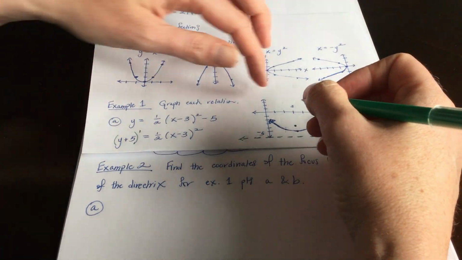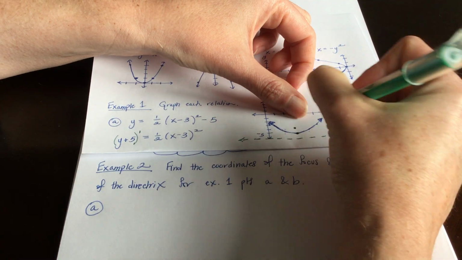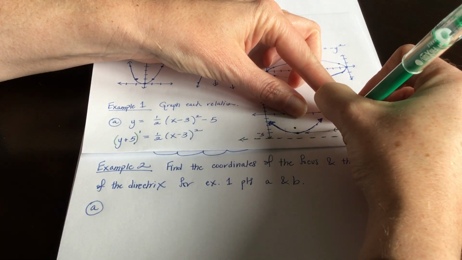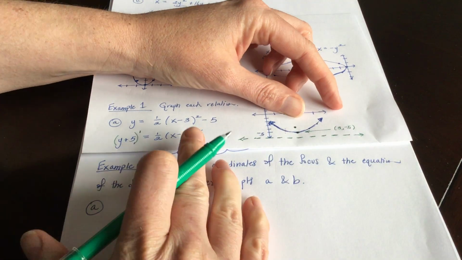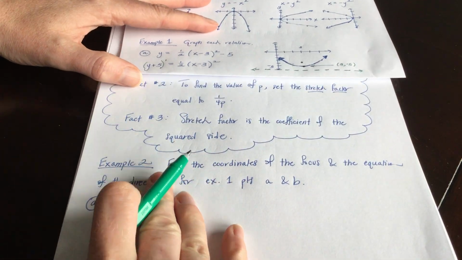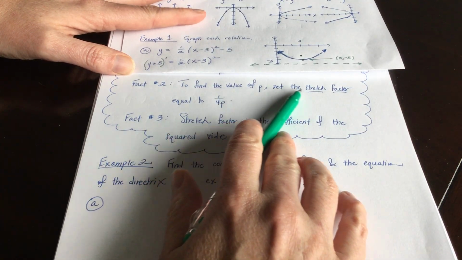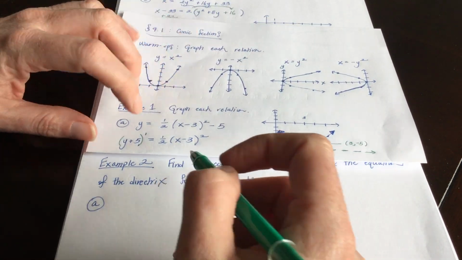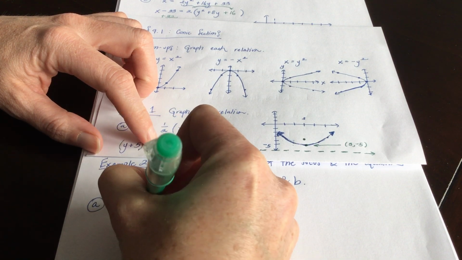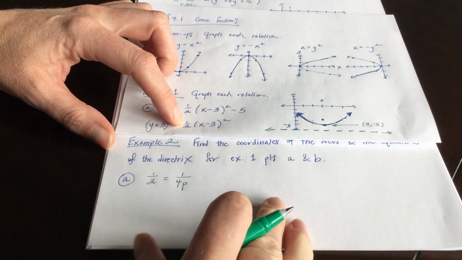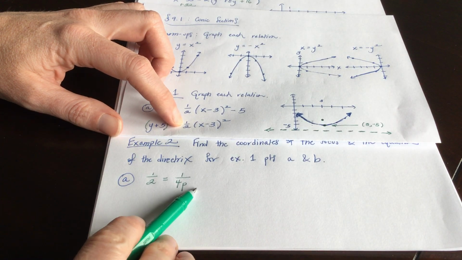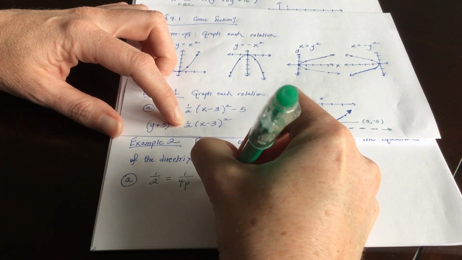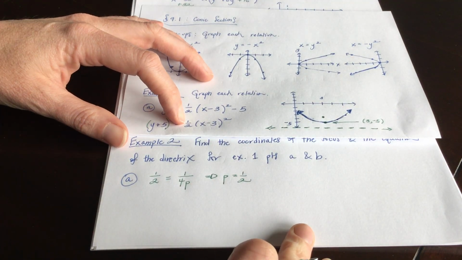Okay, so what were the coordinates? You're going to start with a couple important pieces of information. So one, what were the coordinates of the vertex? They were 3, -5. Next, I'm going to refer to fact number 2. To find the value of p, set the stretch factor, which is the coefficient of the squared side, equal to 1/4p. So your stretch factor here was 1/2. If you set that equal to 1/4p and solve for p, you'll have that p value. You could just eyeball it though. 4 times 1/2 would be that 2 right there. Or of course you could use cross products as well. But here your p value would be 1/2.